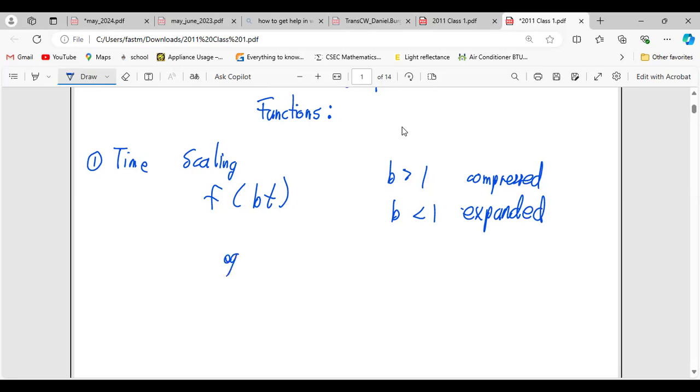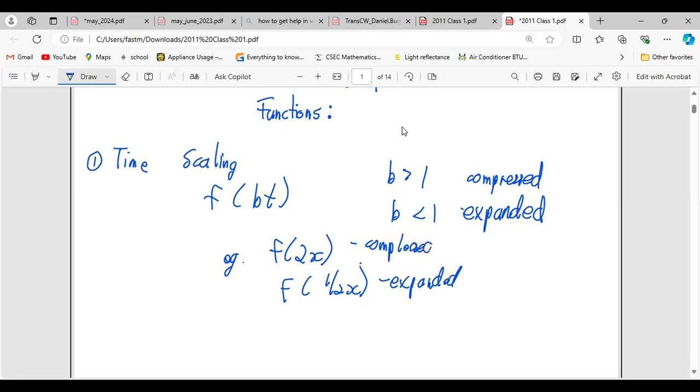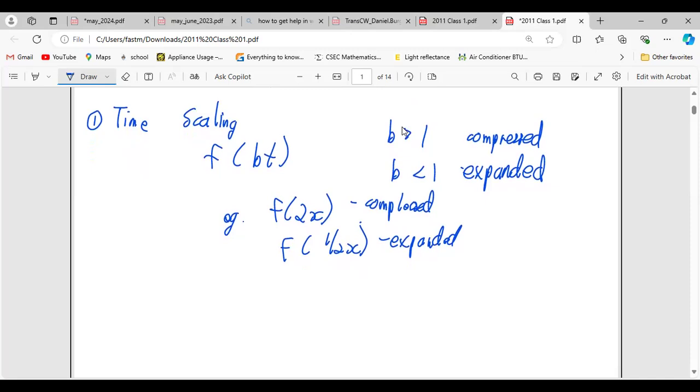If b is more than 1, it will be compressed. And if b is less than 1, it will be expanded. You will appreciate this more when I go on to the MATLAB, right? But for now, just appreciate it. So for example, if you have f of 2x, without even looking at it, you'll know this will be a compressed signal. And if you see f of a half of x, this will be an expanded signal. So if you multiply by 2, it will be compressed. All right, so as I'm looking at it, you will know how it will look, right?